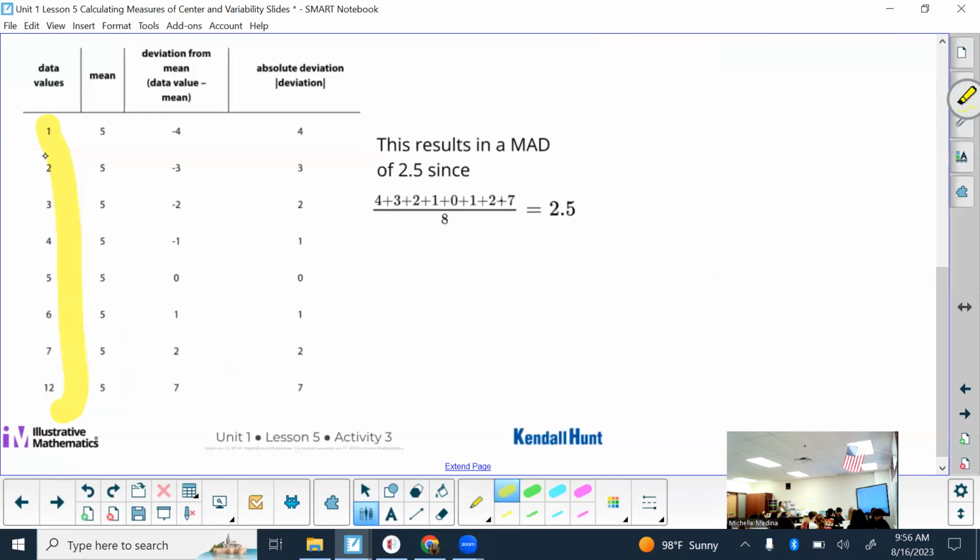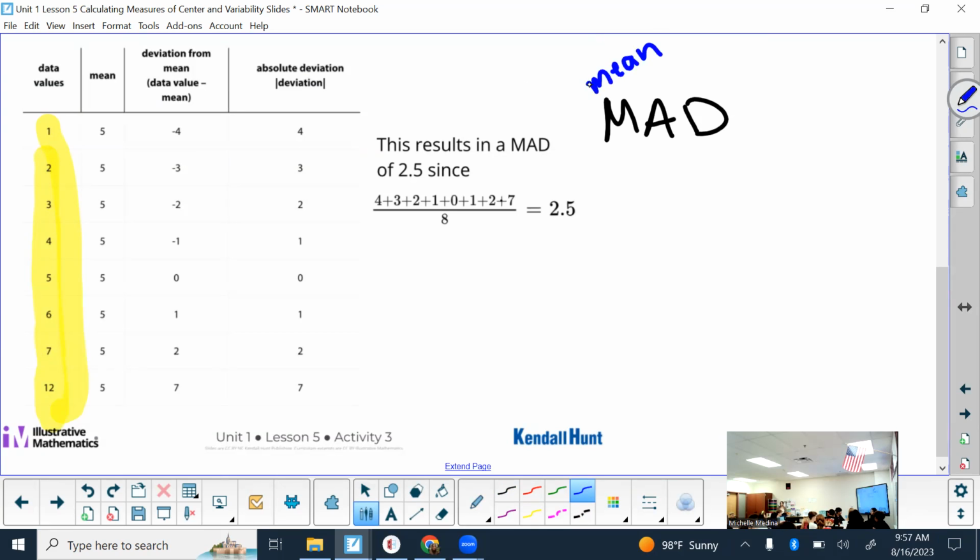All right, so here's my data, my different data points. And what we're talking about right now is called mean absolute deviation, or MAD for short. So the M stands for mean. You guys know how to find the mean, right? Hopefully. So that's me adding up all these numbers and then dividing by however many numbers I added. The computer already did that for me. So the mean for this data set that's in yellow is 5.